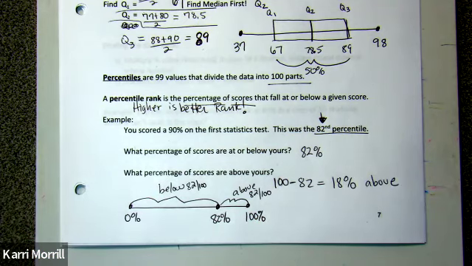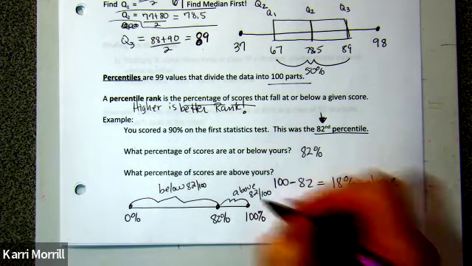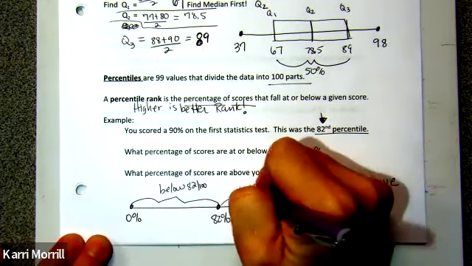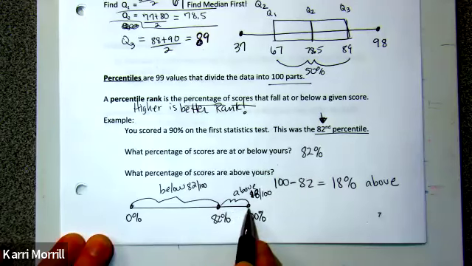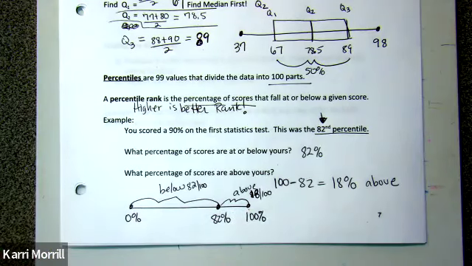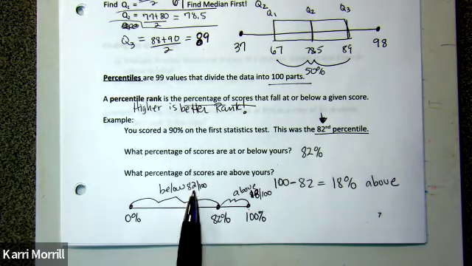And then the difference, 18. I wrote 82, but it should be 18, because this would be 18% from here to here who scored above you. I made a little mistake, sorry, because these two numbers should add up to be 100%. That's what I was just trying to explain in a really awful way.